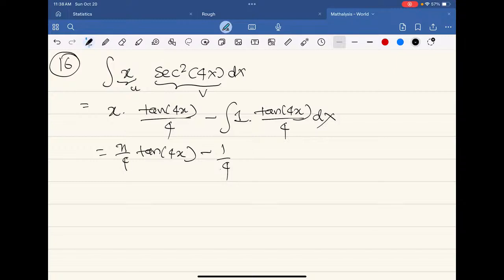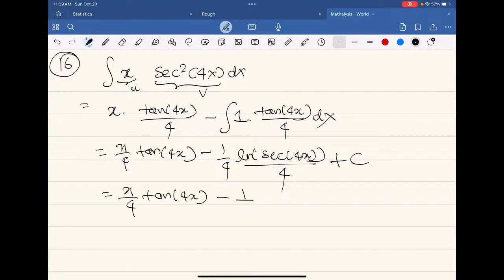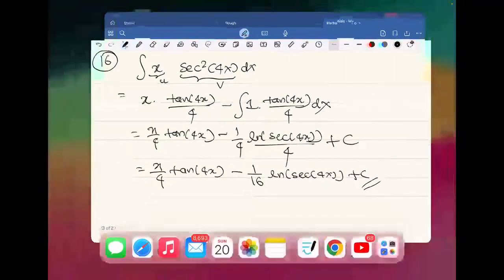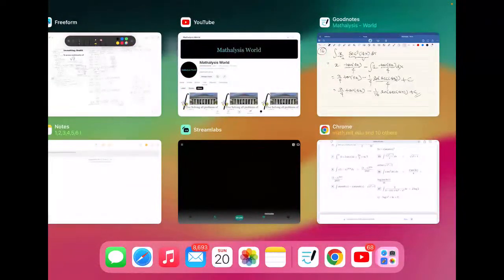What's the integral of tan x? Ln of sec x. So this is ln of sec 4x, again divide by the coefficient of x, which is 4, plus c. So that is x by 4 tan 4x minus 1 by 16 ln of sec 4x plus c, and that is the answer.